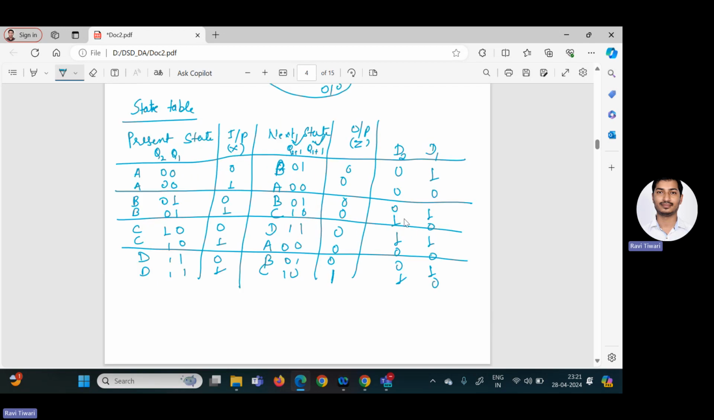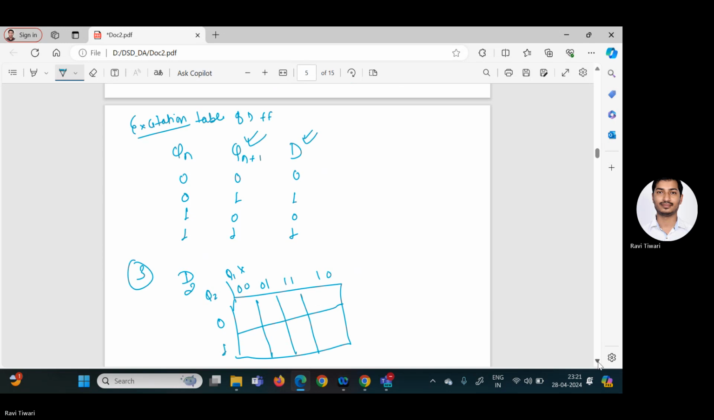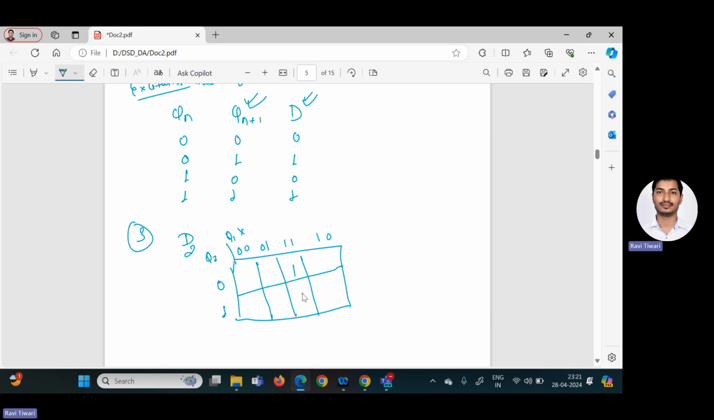D2 is 1 here, that means it is 0, 1, 1. Okay, 0, 1, 1. So here we have, here we have, here we have, right? So now we will make the group here. This is one group, another is the single expression, and you will get the value of D2 is equal to Q1X plus Q2 Q1 bar X bar. This is the expression for D2.